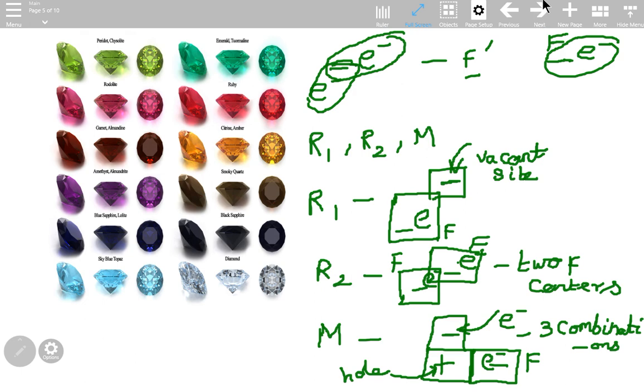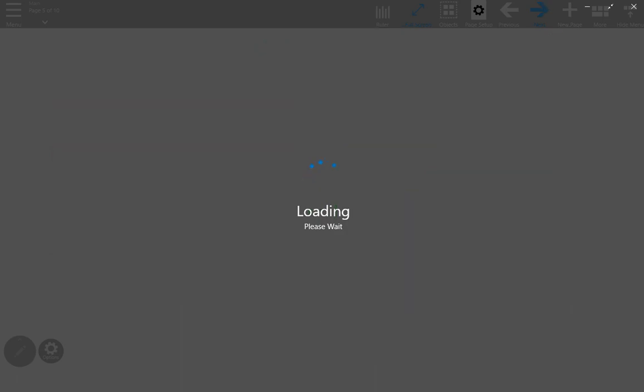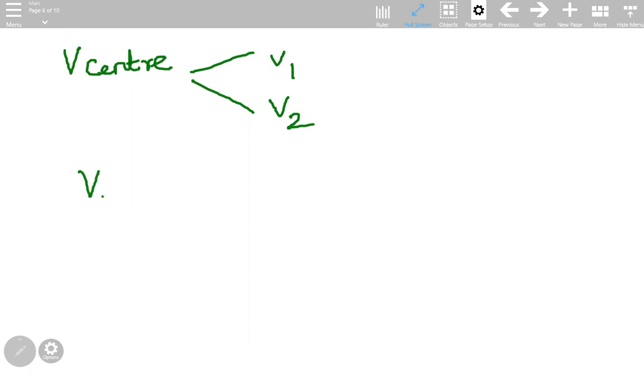So the next one is the V center. Here the V center completely depends on the holes. We will classify this V center as V1 and V2. So what is meant by V1? What is meant by V2?